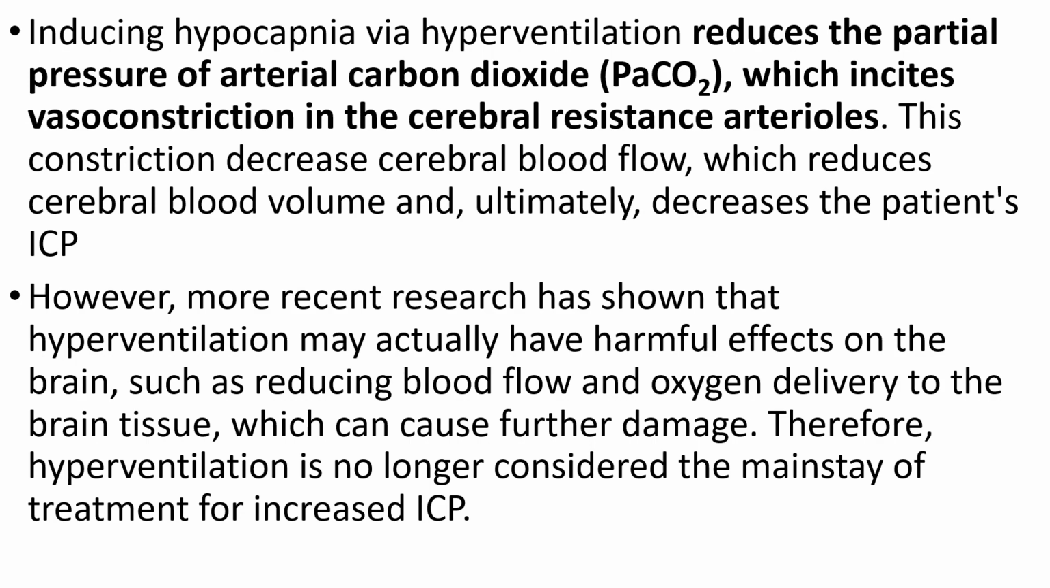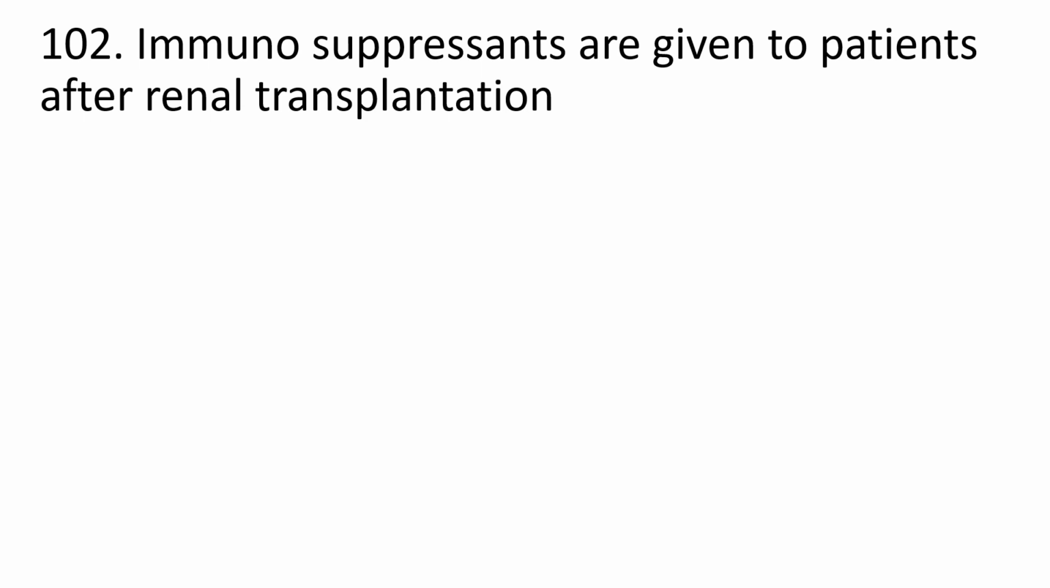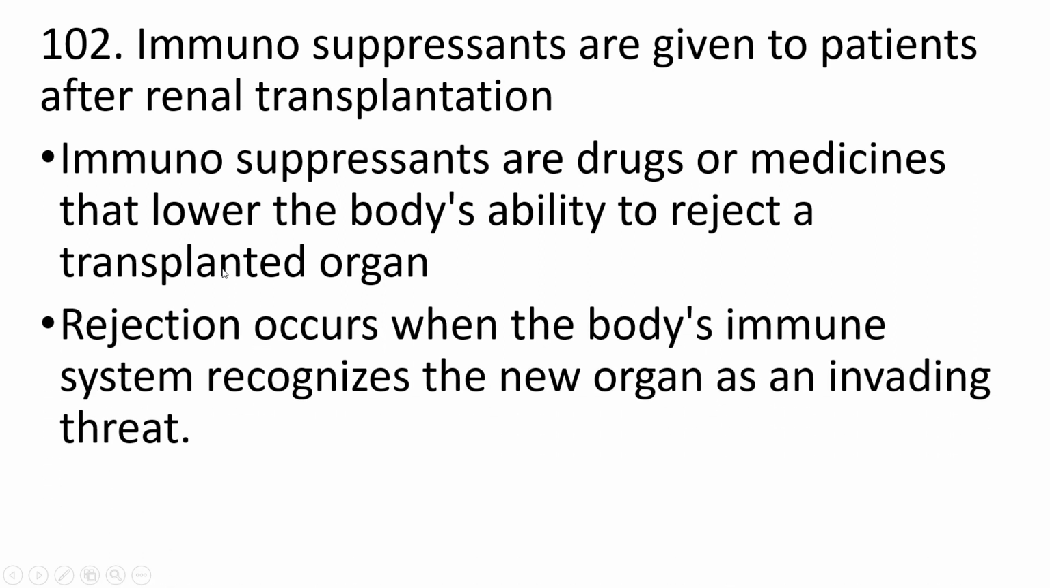The next question is, immunosuppressants are given to patients after renal transplantation. Why? Immunosuppressants are drugs that lower the body's ability to reject the transplanted organ. Rejection occurs when the body's immune system recognizes the new organ as an invading threat. In renal transplantation, the person is carrying someone else's kidney, so there is a likelihood of rejection from the patient's side. To reduce that, we use immunosuppressants after renal transplantation.